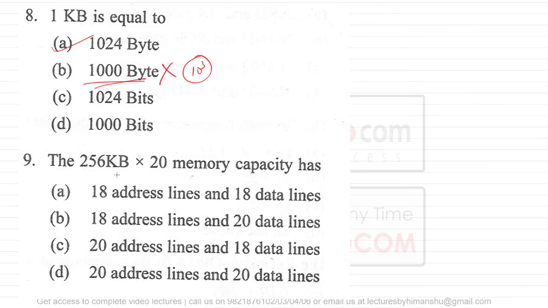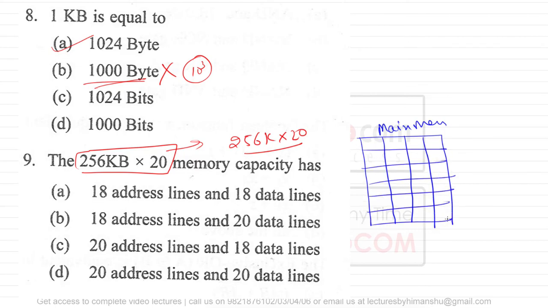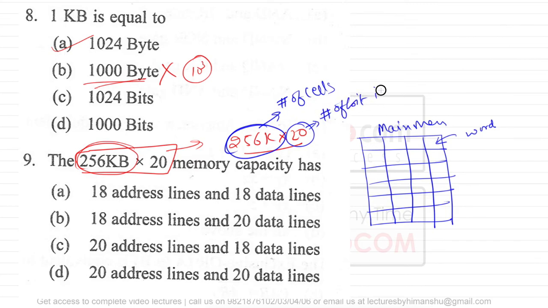Now, for question number 9, I guess it is formulated wrongly, because they should have written it like this: 256k multiplied by 20, and not 2 raised to 56 kb. What does it mean? That means you can represent the main memory like this. Main memory means RAM. Assuming that we have cells like this, main memory is divided into cells, and every cell contains some combination of bits that represents the word size, and there is a total number of cells. Here, the first number, 256k, represents the number of cells in the memory, and 20 represents the number of bits in each cell.